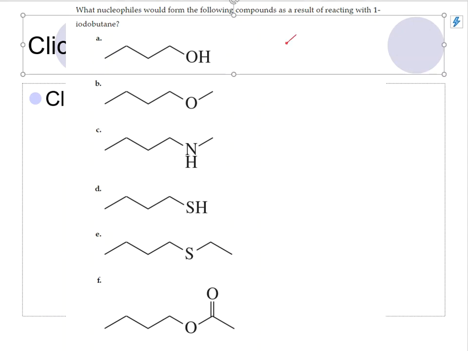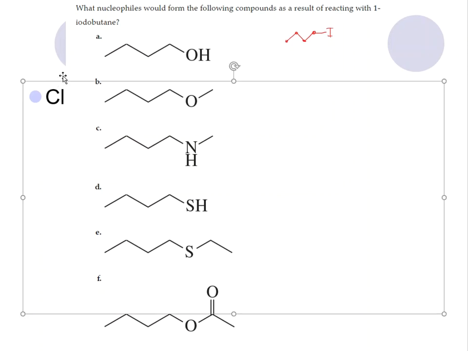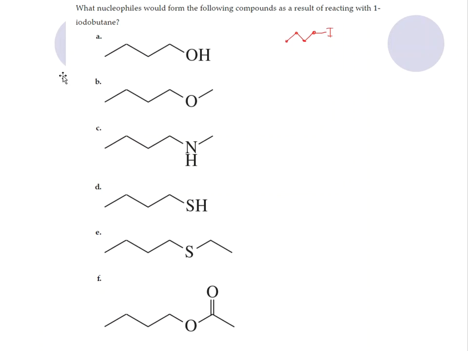All right, so 1, 2, 3, and 4, and then off of that fourth one, I have an iodo group. I'm just going to make this very simple and easy and quick because I know that's how people like it. 1-iodobutane, we've got 4 carbons, right? 1, 2, 3, and 4.